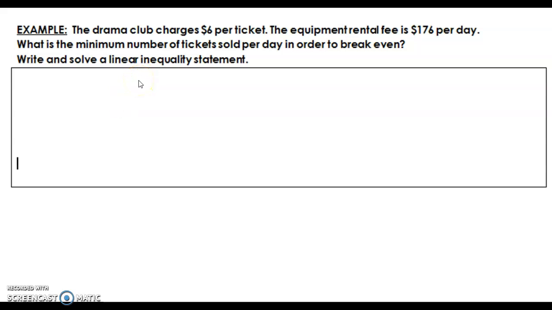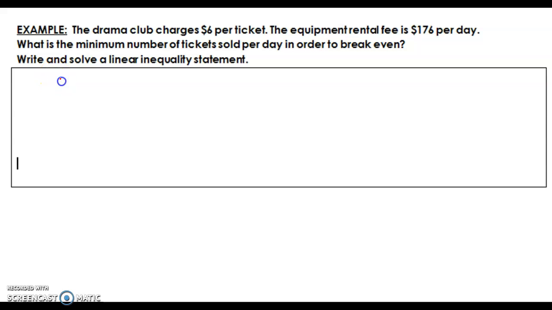So we have a drama club, which charges $6 per ticket. The equipment rental fee is $176 per day. What's the minimum number of tickets sold per day in order to break even? So every day they're being charged this fee, $176. And in order to make up for that, they have to sell tickets.